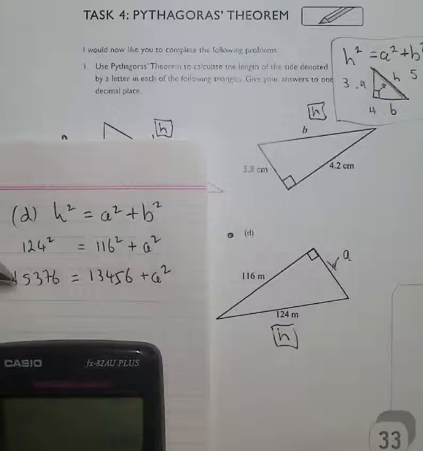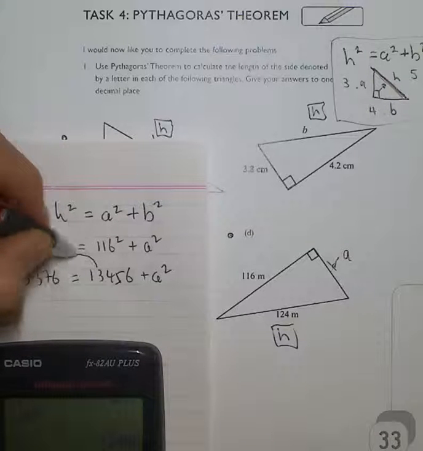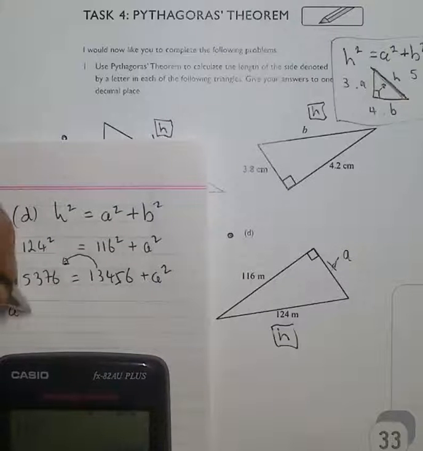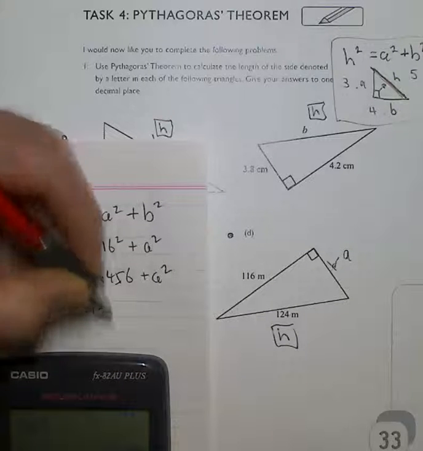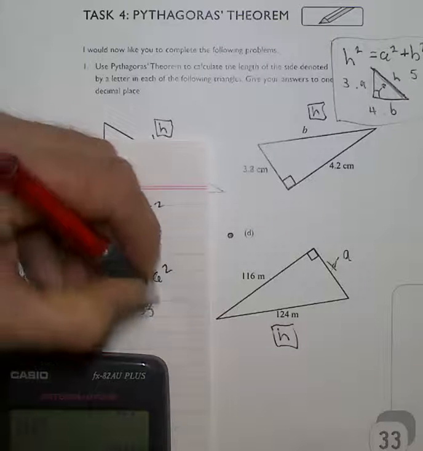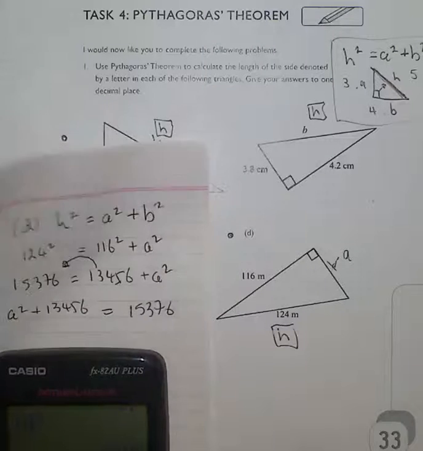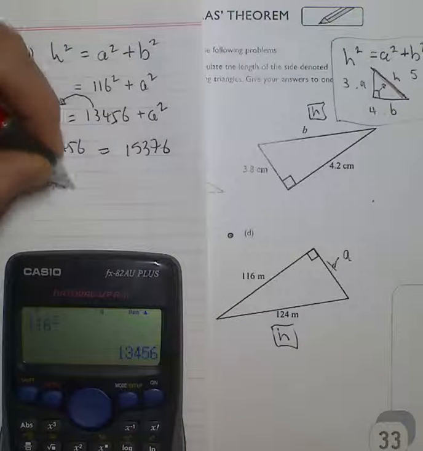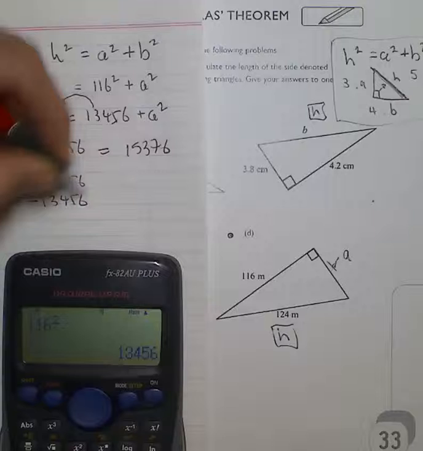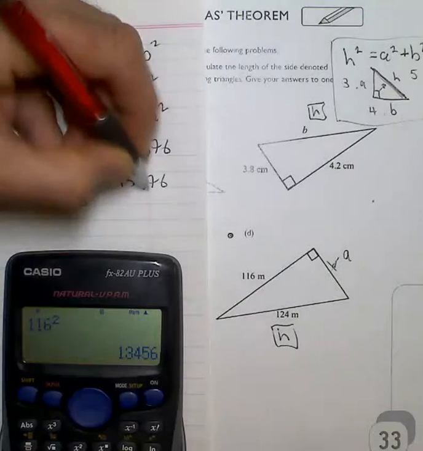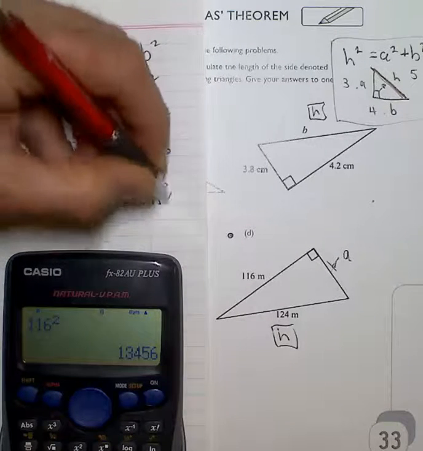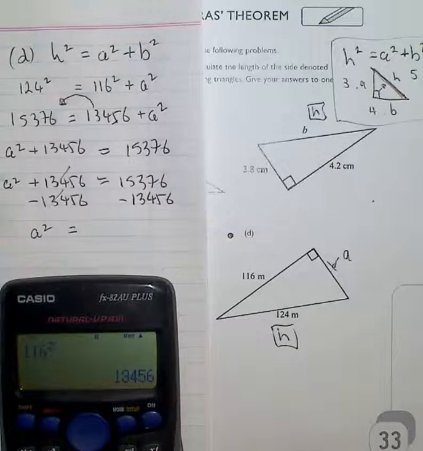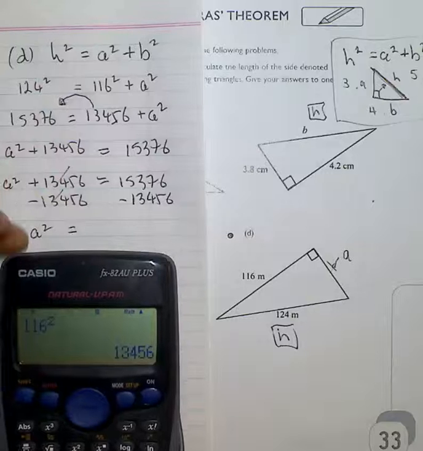So what I'm now going to do, I'm going to move that 13,456 over the other side, or if you like, I'll rewrite it first. I'll take 13,456 from both sides. On the left-hand side, I'm left with A squared by itself. On the right-hand side, I'm going to have to put that into my calculator, I think.